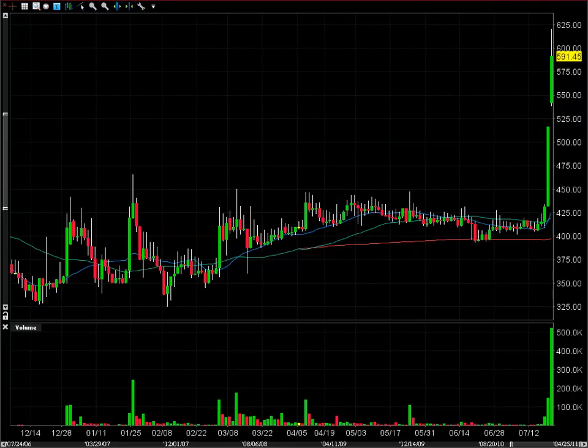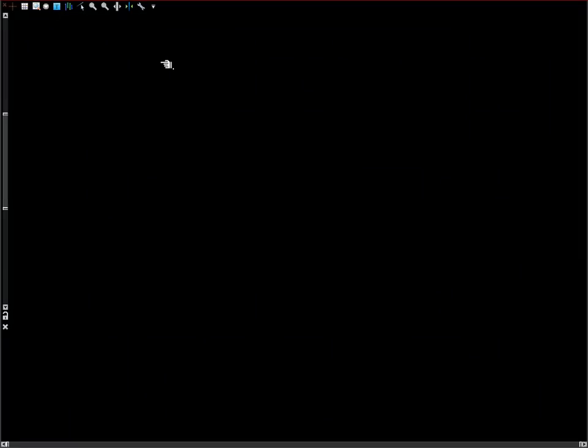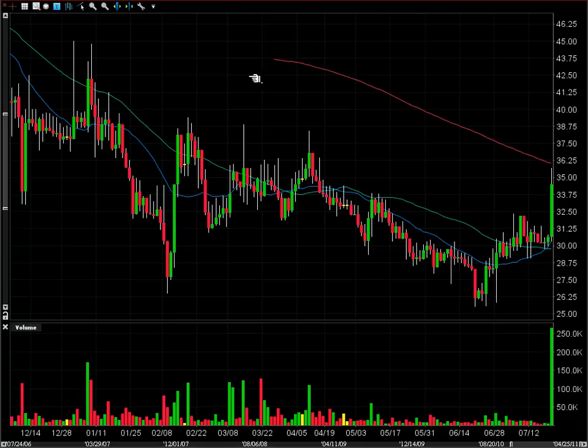So even when a stock has moved too far ahead already, it doesn't mean that we can't get in. We just have to wait for the correct pullback to come along. And let's take a look at PLHH. Here we have a stock that came up on our trend reversal scan.